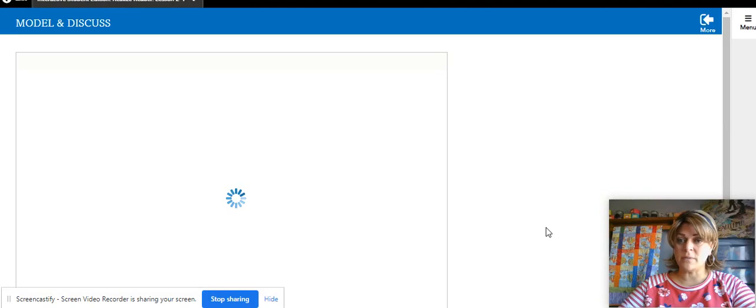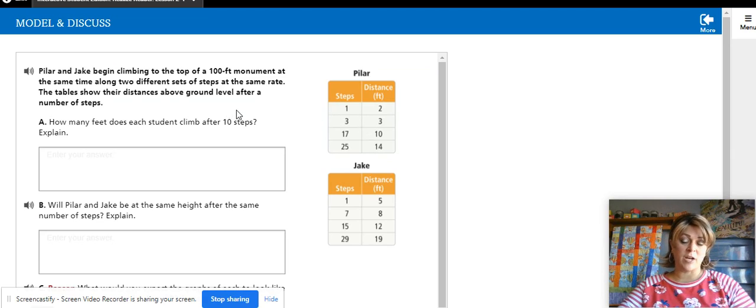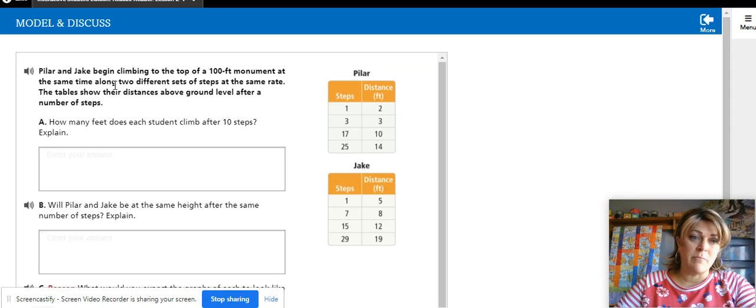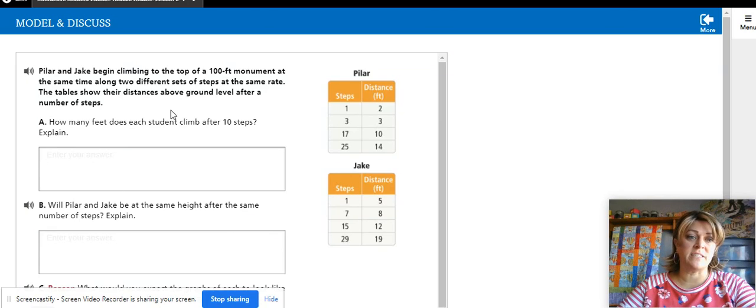So we're talking about slopes of parallel and perpendicular lines. To start the lesson, it's going to start with a problem about slopes. I'm not going to go through this entire problem with you, but it says Pilar and Jake begin climbing to the top of a 100-foot monument at the same time along two different set of steps at the same rate. So the same rate, that's important. The tables show their distances above ground level after a number of steps. So Pilar has these, Jake has these.